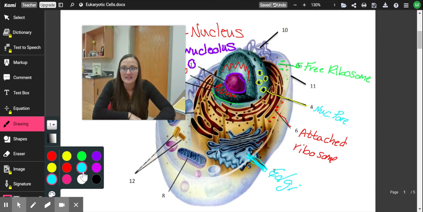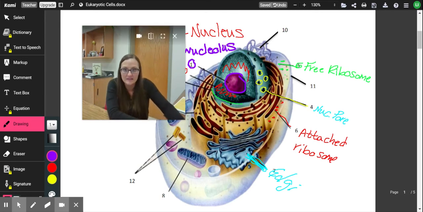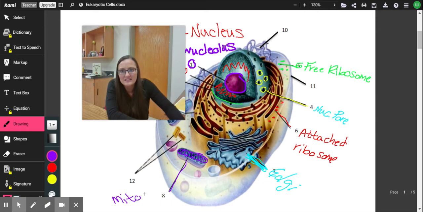Okay, 8. 8 is what I rant about most days, it seems. All right, so 8 looks like a wrinkly bean of some kind. 8 is going to be that mitochondria. Remember, mitochondria can sometimes be called mitochondrion. I'm not going to write it that way because y'all will never remember that.